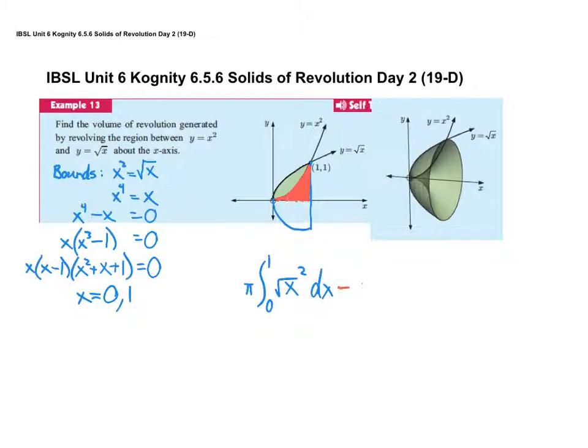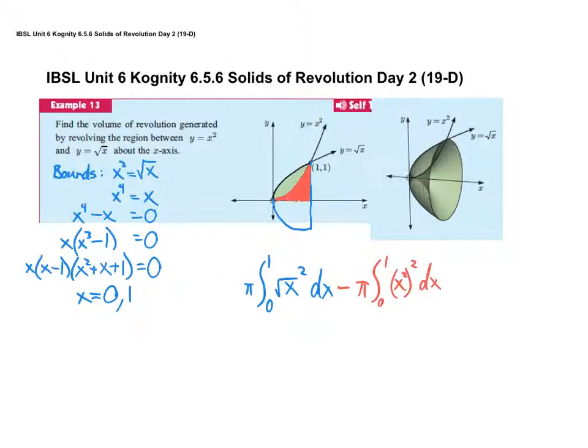So again, we have pi. We're going to have the same bounds from 0 to 1. And now that's the function x squared. So we're going to have x squared squared dx. Now, before we actually develop our formula, let's go ahead and find these integrals, and then we'll make the connection.